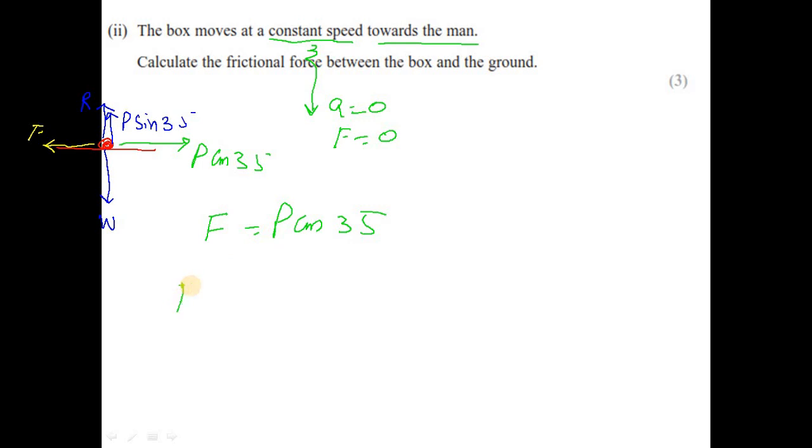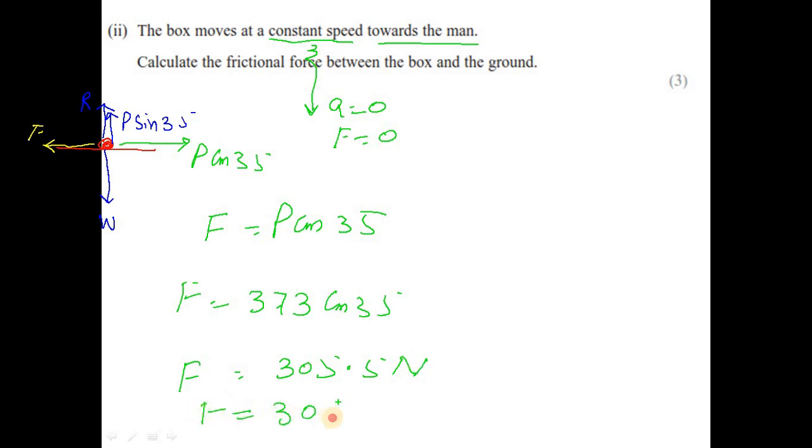And we have already found the value of P. So F is equal to 373, that we found in the previous part, times cos 35. If you solve this, you have friction equal to 305.5 newton, or you can say F is equal to 306 newton. This is your final answer.